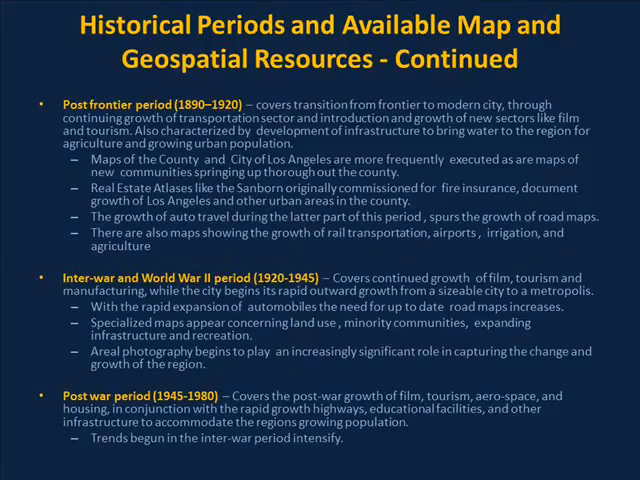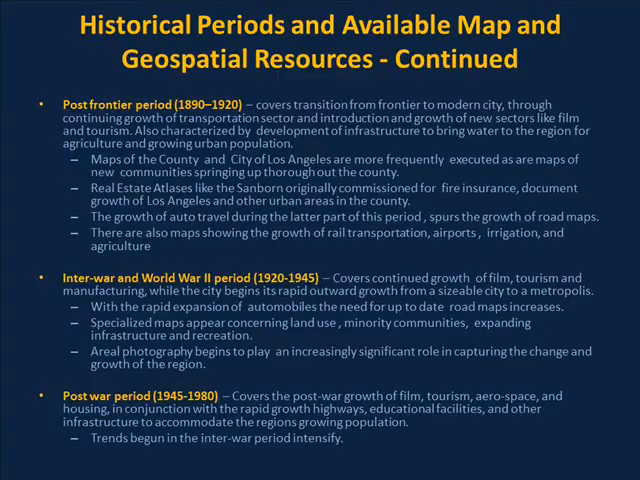The post-frontier period is from 1890 to 1920. It covers the transition from frontier to modern city through continuing growth of the transportation sector and the introduction and growth of new sectors like film and tourism. It is also characterized by the development of infrastructure to bring water to the region for agriculture and the growing urban population. Maps of the county and city of Los Angeles are more frequently executed, as are maps of new communities springing up throughout the county.